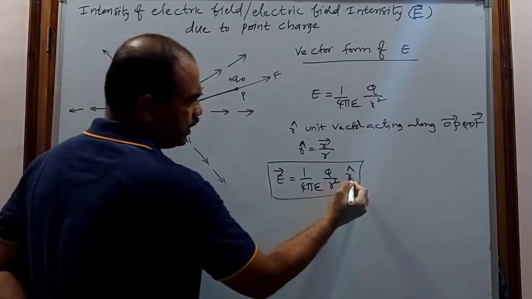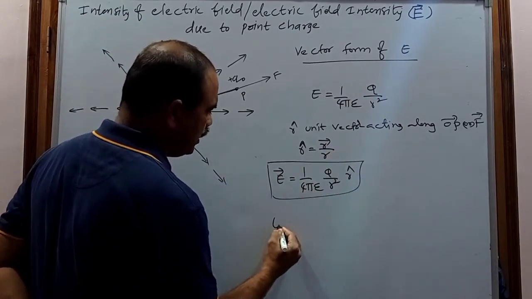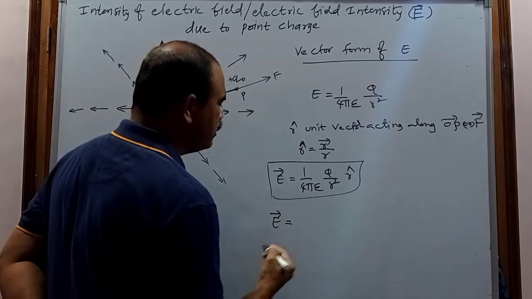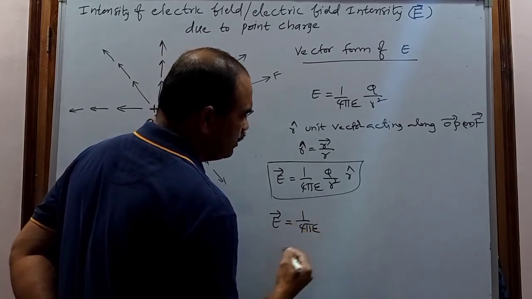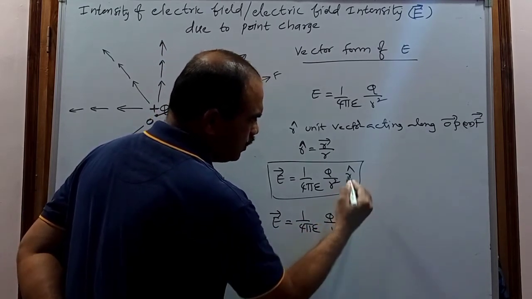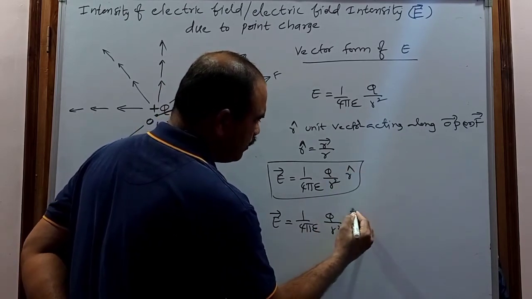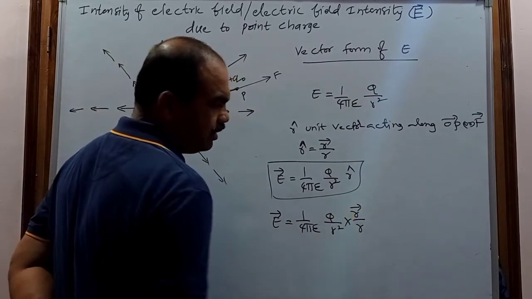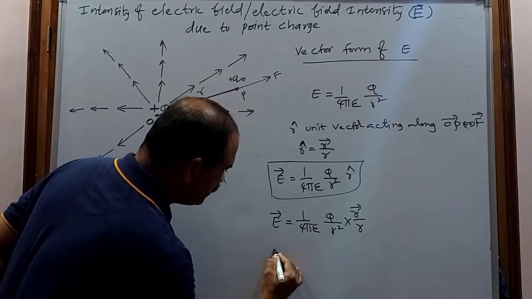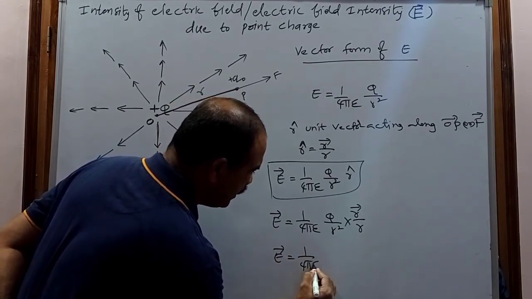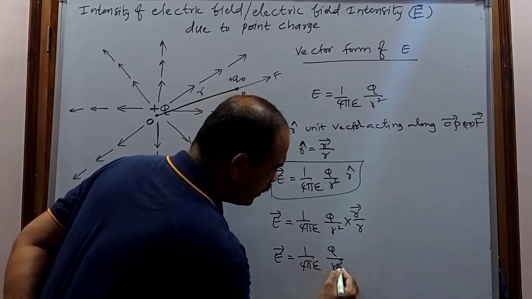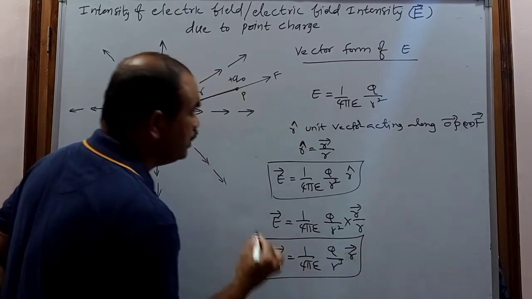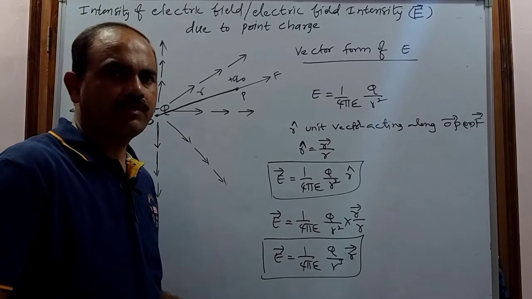So again, if you simplify, in the place of R cap, when you substitute this value, what do you get? The vector form of electric field intensity, E bar, equals 1 by 4 pi epsilon, Q by R square, into the unit vector R cap. R cap is nothing but what? R bar divided by the magnitude of R bar. So if you simplify, what do you get? E bar is equal to 1 by 4 pi epsilon, Q by R cube, into R bar. So this is the vector form of the intensity of the electric field.